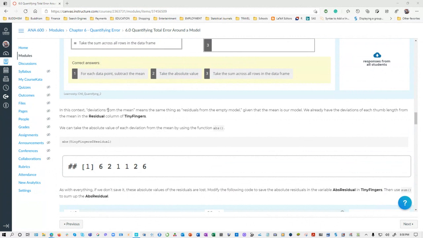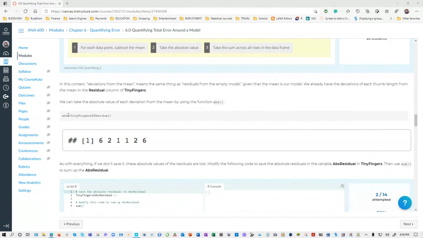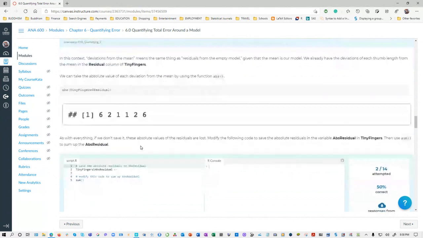Doesn't matter. But when you want to take the absolute value, you can easily take the absolute value of that by running this function, abs. Whose abs? Residuals abs. See, they systematically converted them into positive values. See, that's what they were doing. As with everything, if we don't save it, this absolute value of the residual is lost. Okay, modify the following code to save the absolute residual in the variable abs residual.